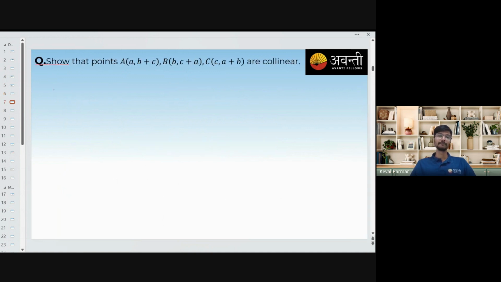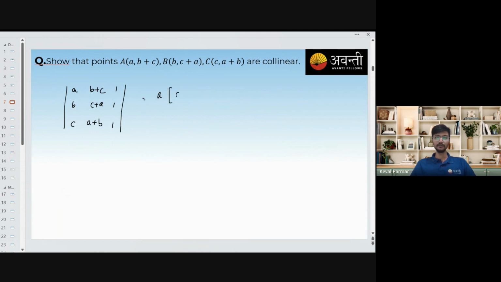So here you can check these are the 3 points. We have to show that these 3 points are collinear. So let's see: A, B plus C, B, C plus A, and C, A plus B. Here I'll get 1, 1, and 1. What is its value, guys?